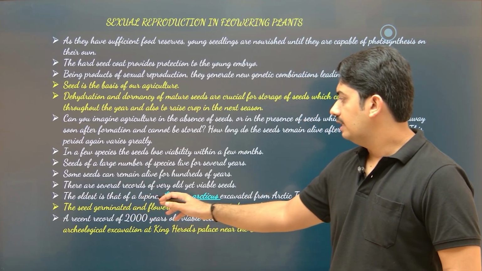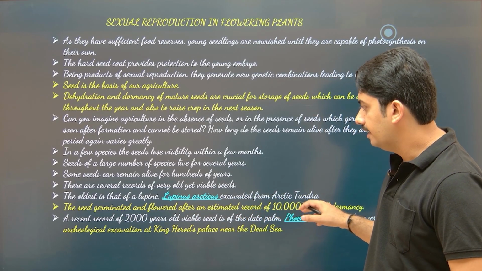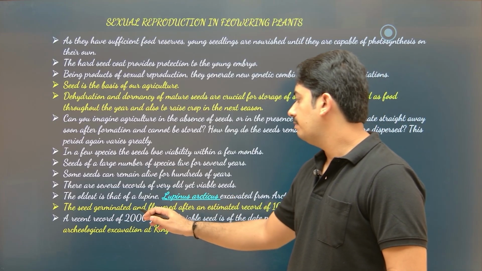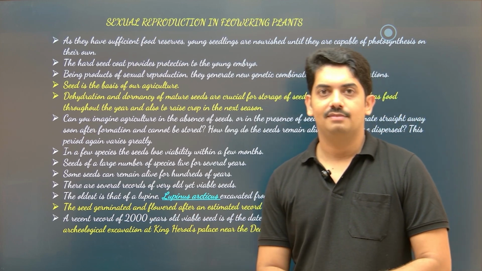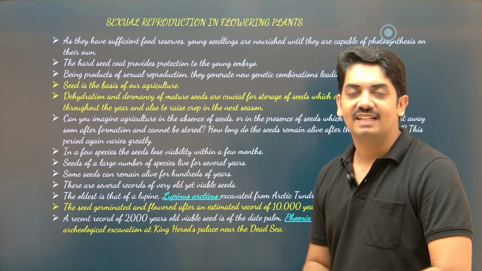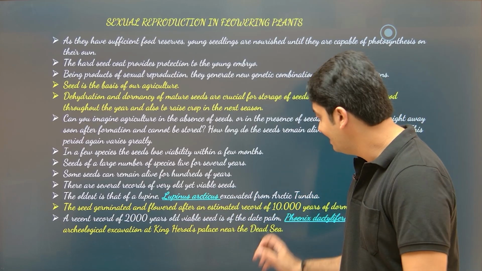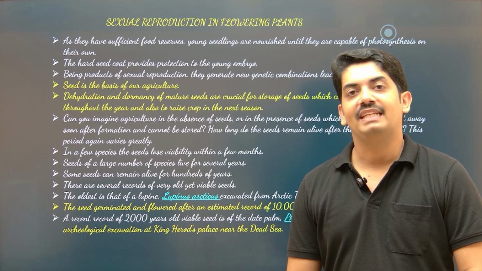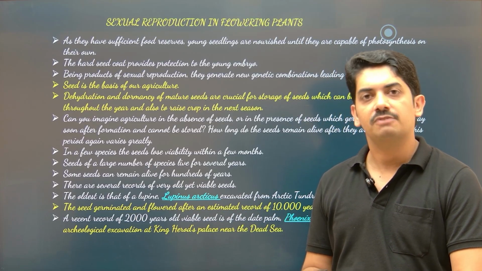The oldest is Lupinus arcticus, excavated from the Arctic tundra. The seeds of this plant germinated and flowered after an estimated 10,000 years. Really surprising. This Lupinus arcticus seed retained its dormancy and viability for 10,000 years. Now tell me whether a tomato seed can be stored for this duration of time. It is not possible. So it varies from plant to plant.